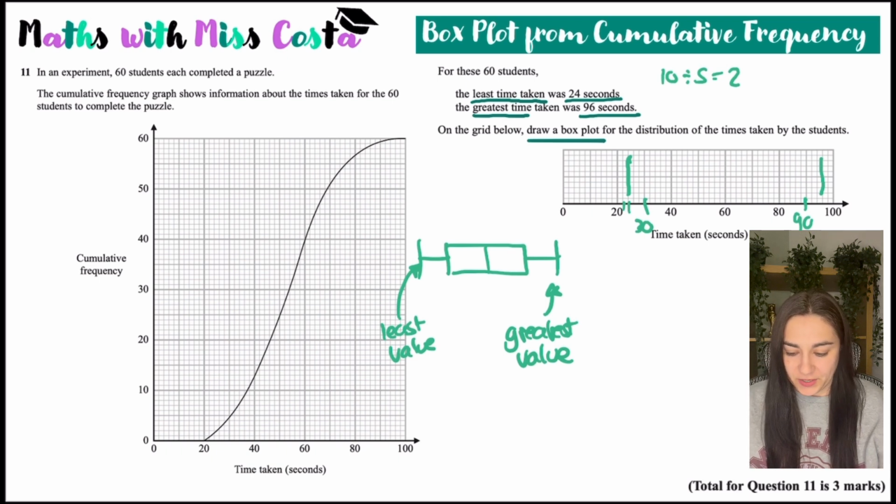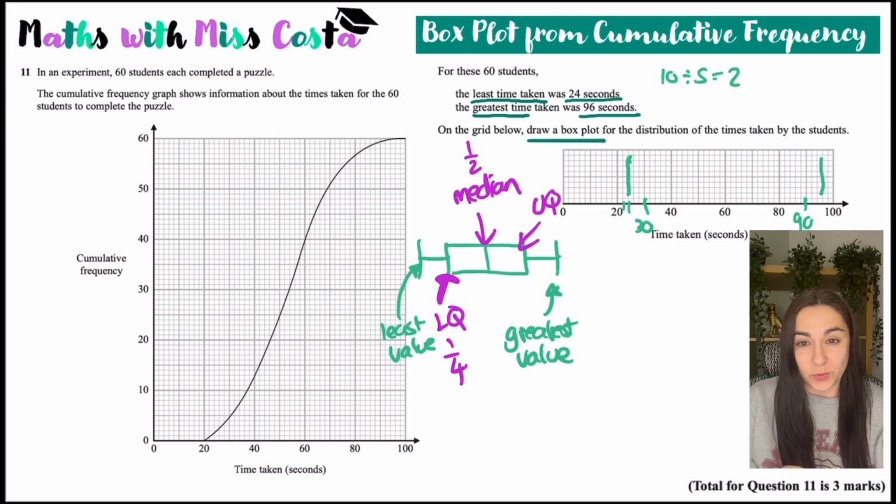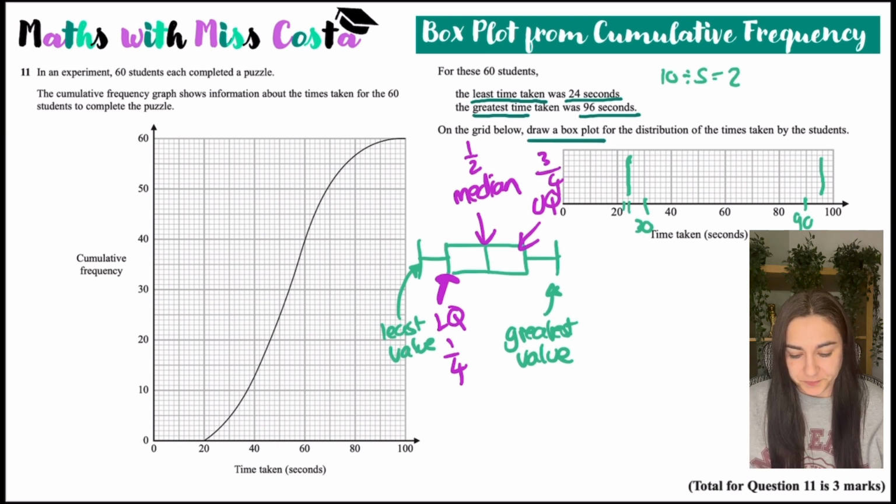Now what I'm going to have to do is work out the lower quartile, the upper quartile, and the median. If we think about the median as being half of the data, the value of the middle of the data, the lower quartile is the value of the first quarter of the data. So it's like the median from the least value to the median, so halfway. And the upper quartile is 3/4 of the data.